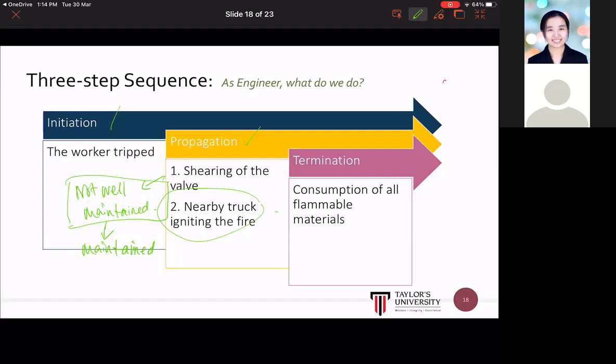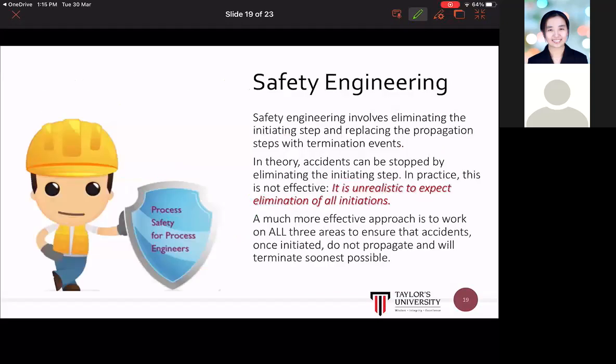Any questions? Okay, so as engineers, again, you can read, there's a wall of text here. It is very unrealistic to expect to eliminate all initiations. There's no way we can do it all, as I mentioned. So what we can do is reduce the effect at every stage. Any questions so far?